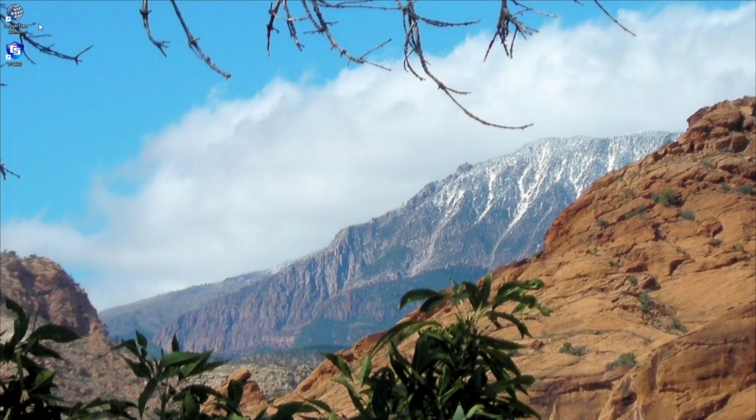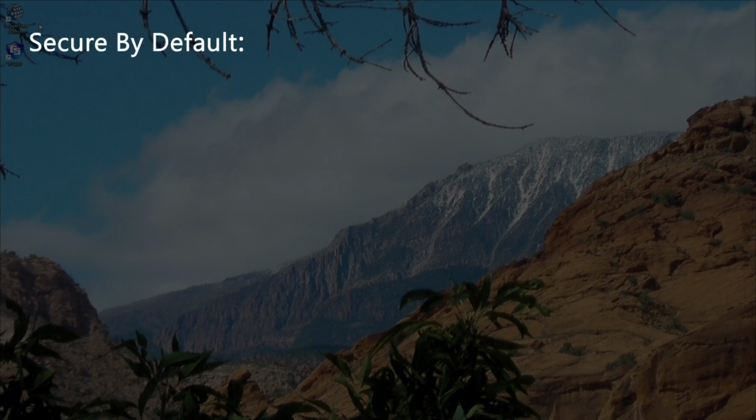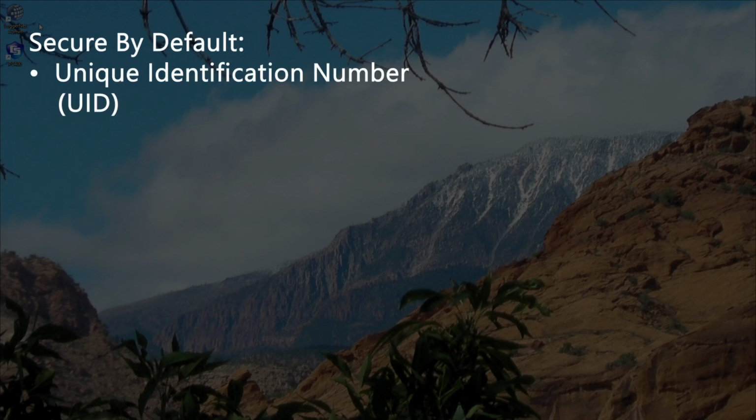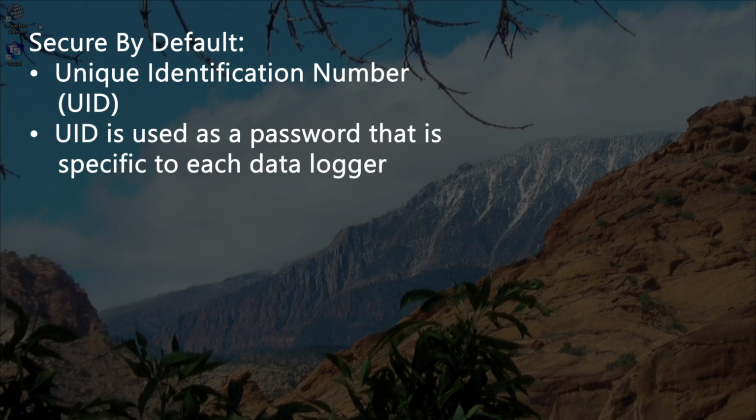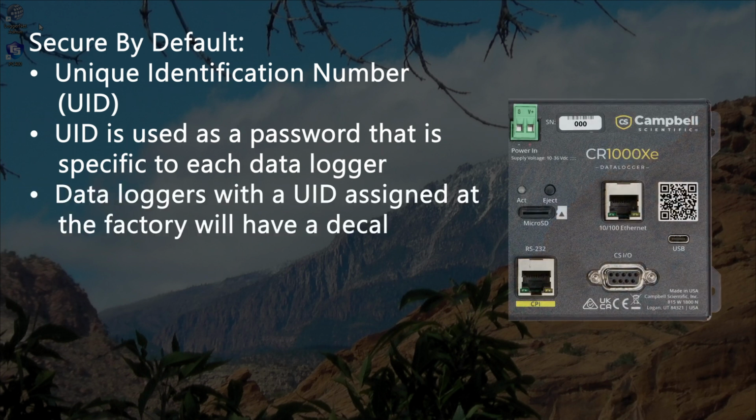New Campbell Scientific data loggers are configured as secure by default. As part of this configuration, each data logger is given a unique identification number, or UID, at the factory. The UID is used as a password that is specific to each data logger. Data loggers with a UID assigned at the factory will have a decal with the UID, along with a QR code.